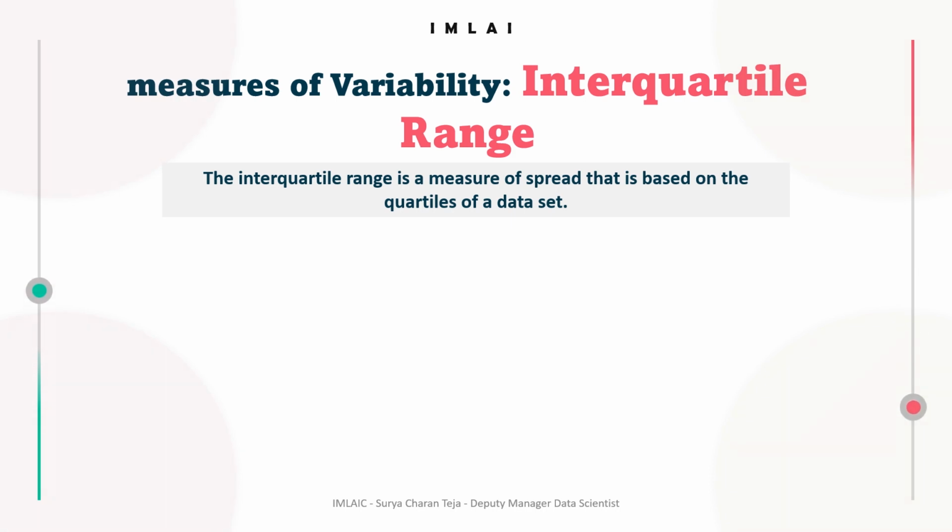The IQR represents the range within which the central 50% of the data falls, and it is less sensitive to extreme values compared to the range. That is the reason we consider IQR. I am repeating one more time: the IQR represents the range within which the central 50% of the data falls, and it is less sensitive to extreme values compared to the range.